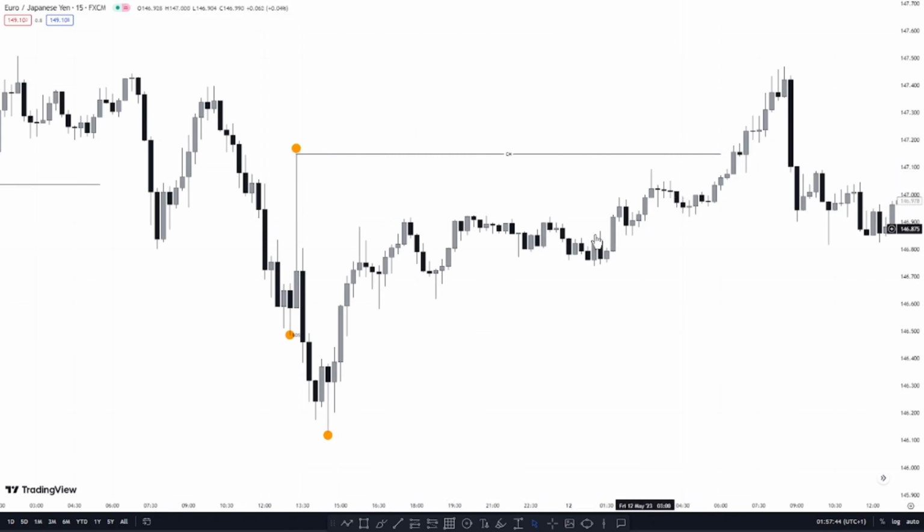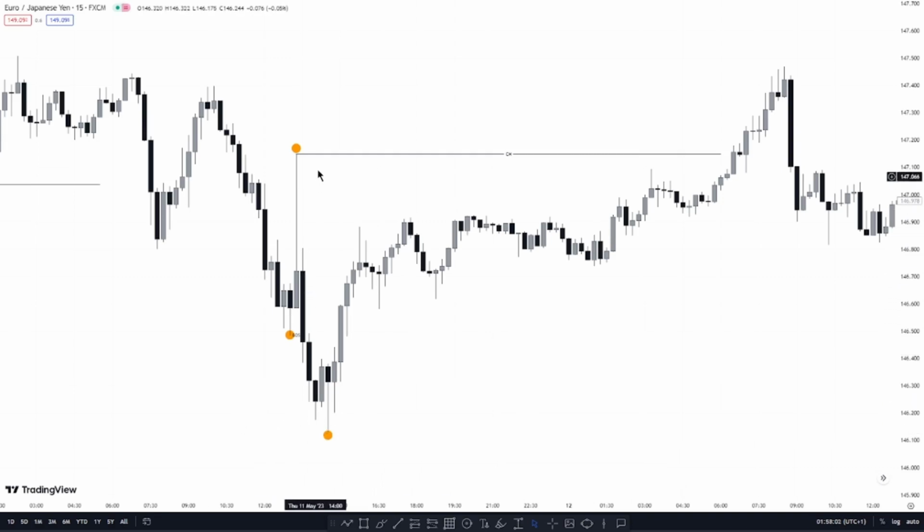All right, the first two that I showed you was price tapping on a higher time frame POI. All right, and then you switch to a lower time frame to find your CHoCH. All right, now this one is different from that. Here it didn't tap into any higher time frame point of interest.